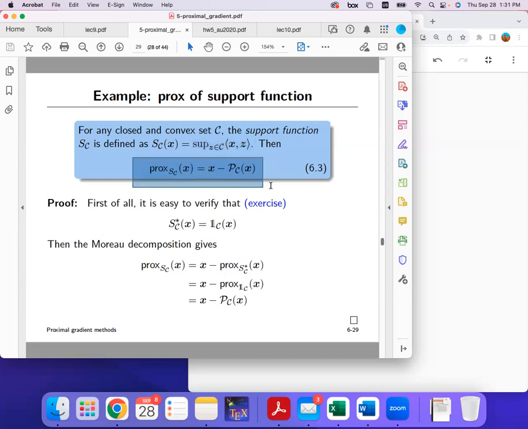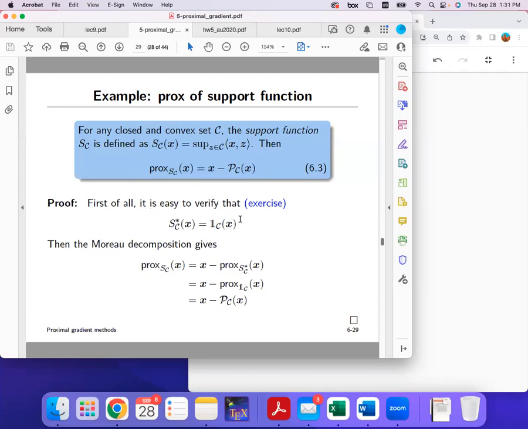The proximal mapping associated with this support function at X is simply X minus the projection onto C. For such a function, its proximal mapping has a very simple expression, which is simply X subtracts the projected point onto C. Now we will prove this equation by leveraging that Moreau decomposition equation.